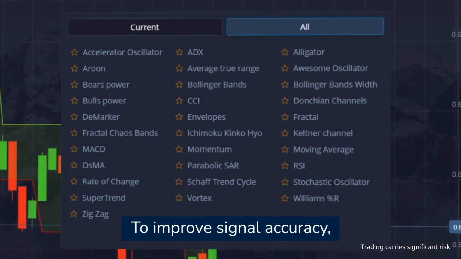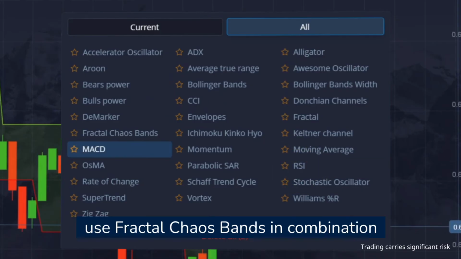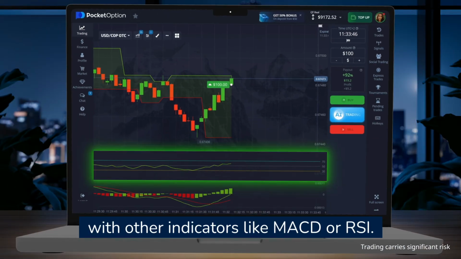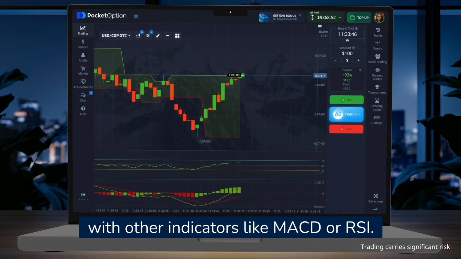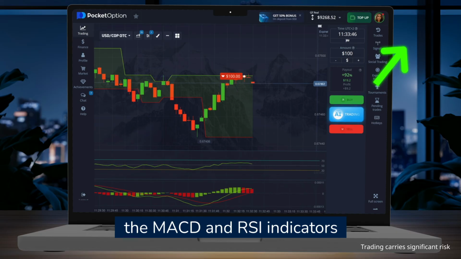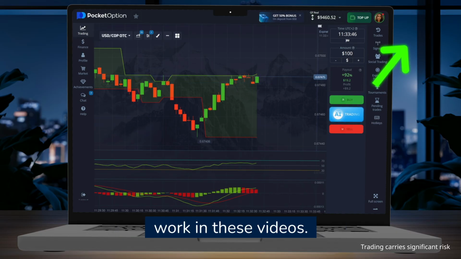To improve signal accuracy, use Fractal Chaos Bands in combination with other indicators like MACD or RSI. You can learn how the MACD and RSI indicators work in these videos.